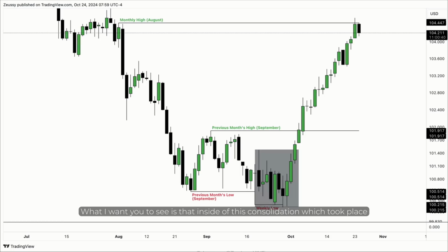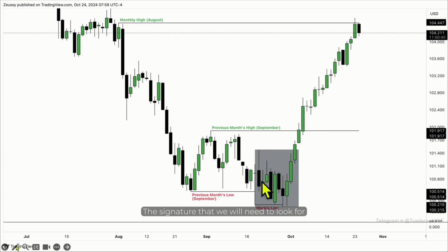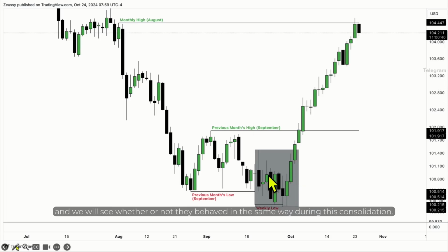What I want you to see is that inside of this consolidation which took place, we need to be looking for a very specific algorithmic signature. The signature that we will need to look for is a smart money divergence, or SMT, between the dollar and an inversely correlated market, meaning we will be paying attention to the dollar and euro, and we will see whether or not they behaved in the same way during this consolidation.